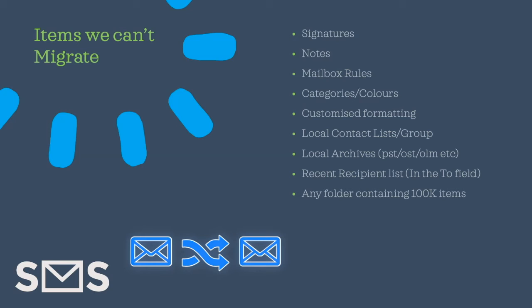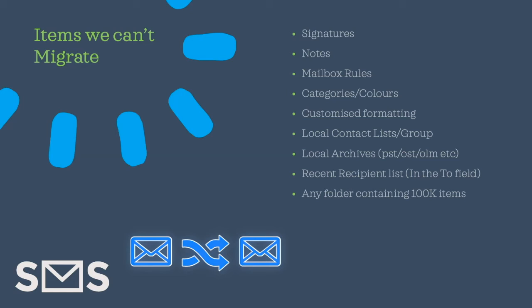So moving on to, this is still part of the data migration itself. We do have items that you can't migrate. Basically, this is because the service that we use doesn't support the ability to move them. So this is something you need to keep in mind. We can't migrate signatures, notes, mailbox rules, categories and colors, any customized formatting that you may have, local contact lists such as groups.